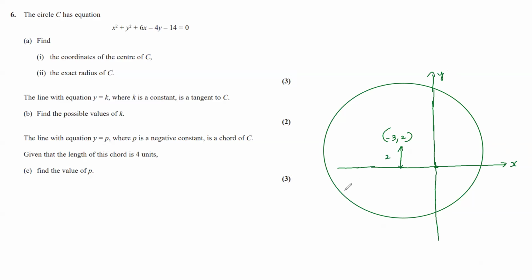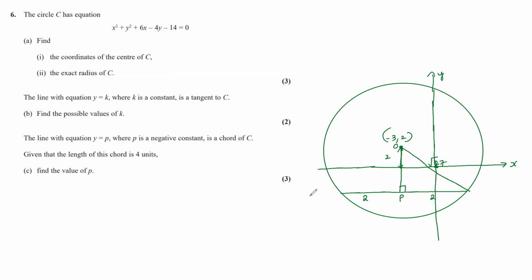And now we have a chord here. This chord is given as 4 unit length. So from the center, if I draw a perpendicular line, as we studied in the circle theorem, it divides the chord into 2 equal parts. So this will be 2 centimeter and this will also be 2 centimeter. Now, I know the radius of this is root 27. So I can find out, let's say this is O and this is P here.